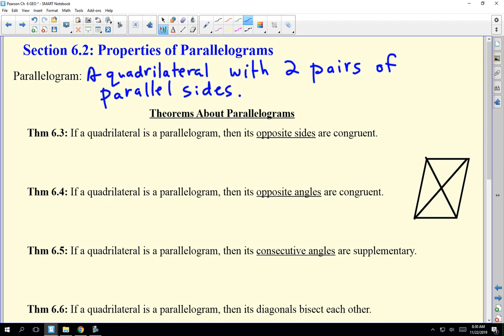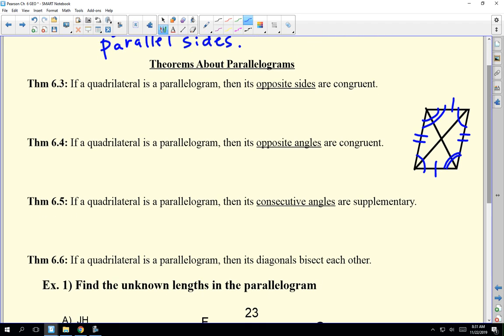The opposite angles are congruent. So these angles here and here, and then these angles here and here, are congruent. Opposite sides are not only parallel but congruent, so you can mark it like that. Consecutive angles are supplementary, so these two here and here add up to 180.